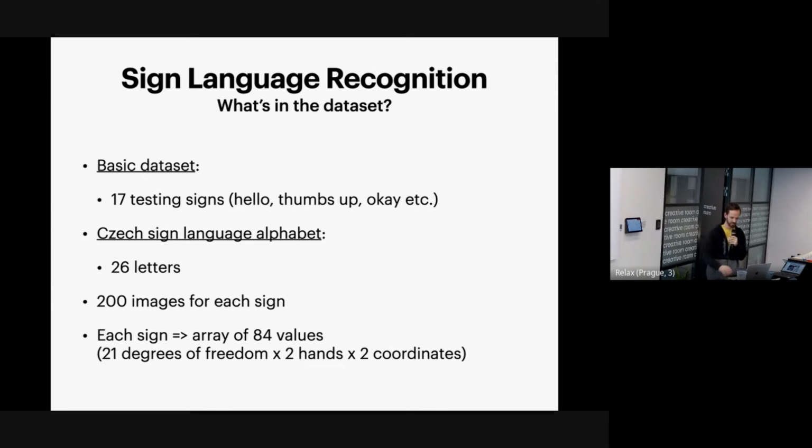And the issue was that I had to make like 200 images for each sign. It took most of my time. But that was not the biggest obstacle. We will get to that as well. But for each sign, as I said, we will be saving 84 values in an array. Why 84? Because as I told you, we have 21 degrees of freedom for each hand. There are two hands, and you have horizontal and vertical, so you need all these values.